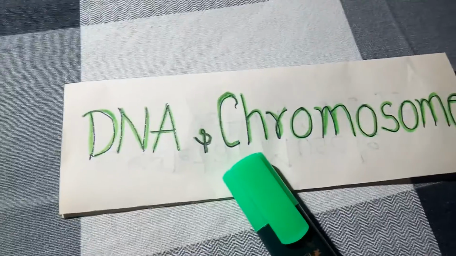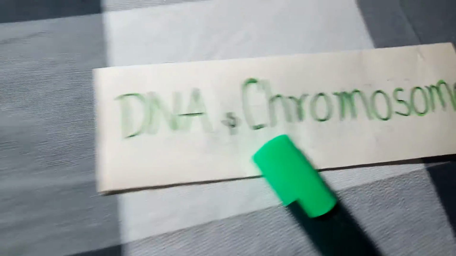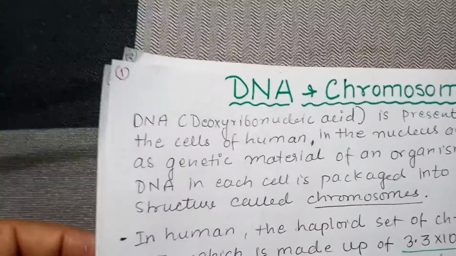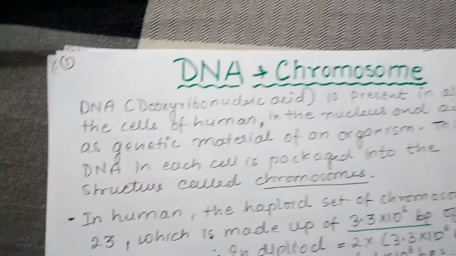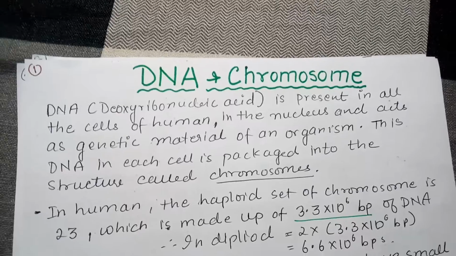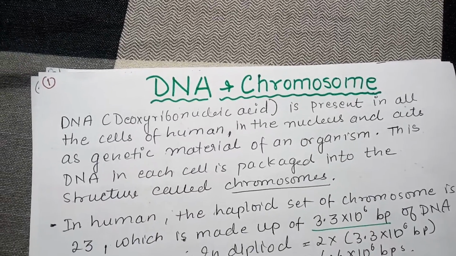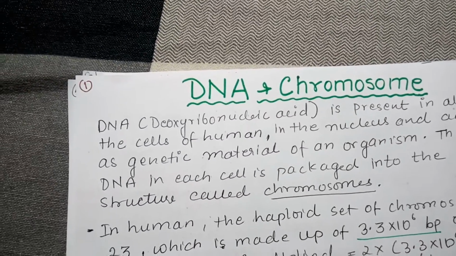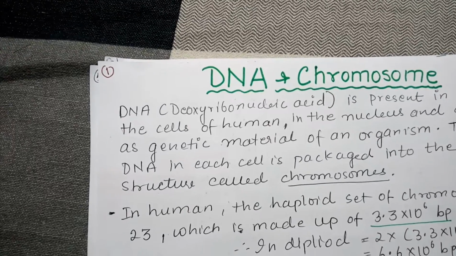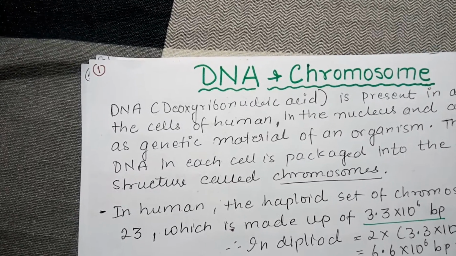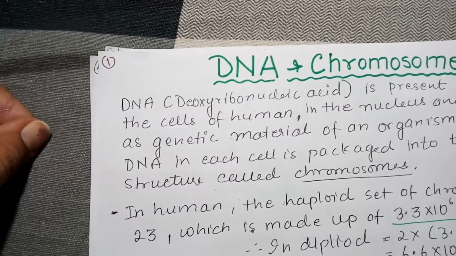Dear student, today we will talk about DNA and chromosome. DNA, that is deoxyribonucleic acid, is present in all the cells of human in the nucleus and acts as the genetic material of an organism. This DNA in each cell is packaged into the structure called chromosome.